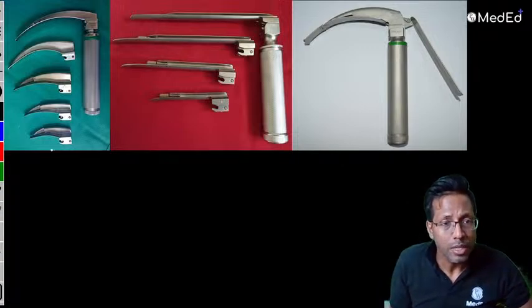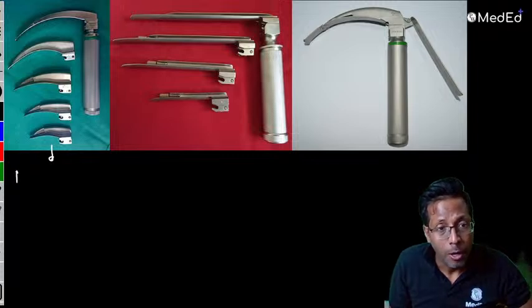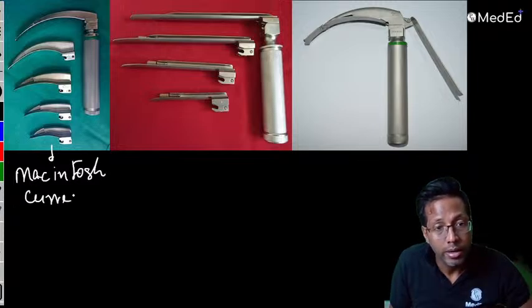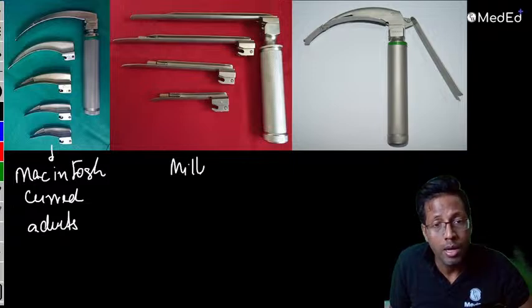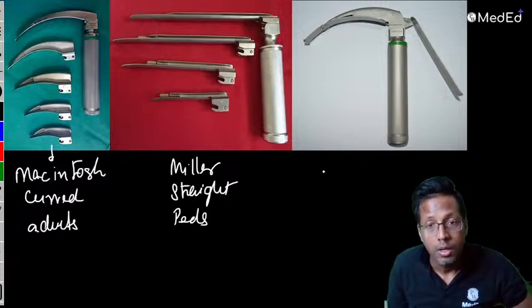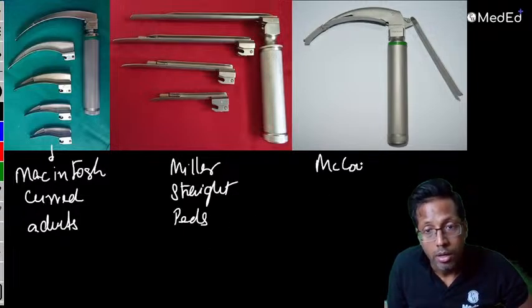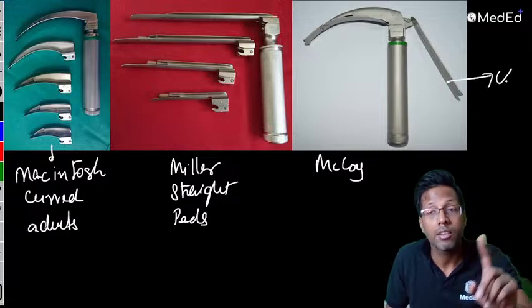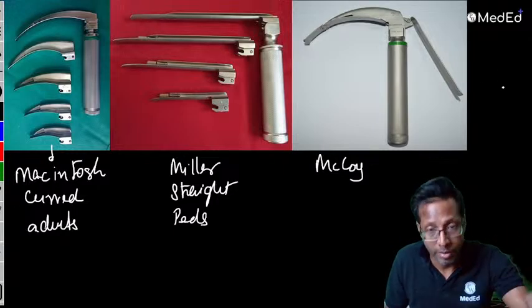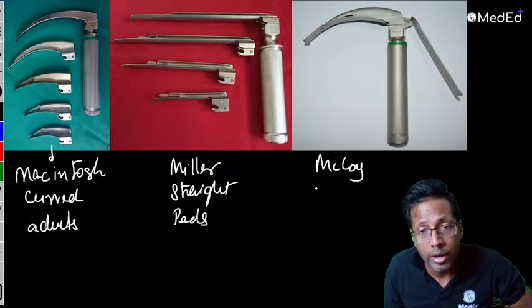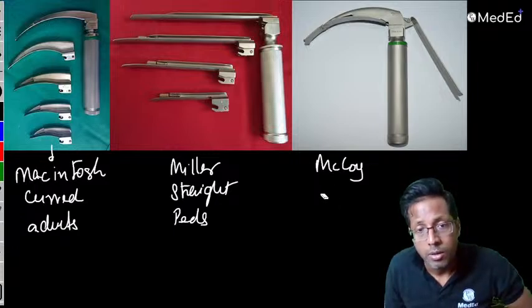This is what is called a Macintosh laryngoscope blade. It's a curved blade that is used in adults. Then this is called a Miller blade. This is the straight blade, and the straight blade is used in pediatric patients or children. Then you have McCoy. This has not been asked in the exam yet, but Miller and Macintosh have been asked, curved and straight blades.